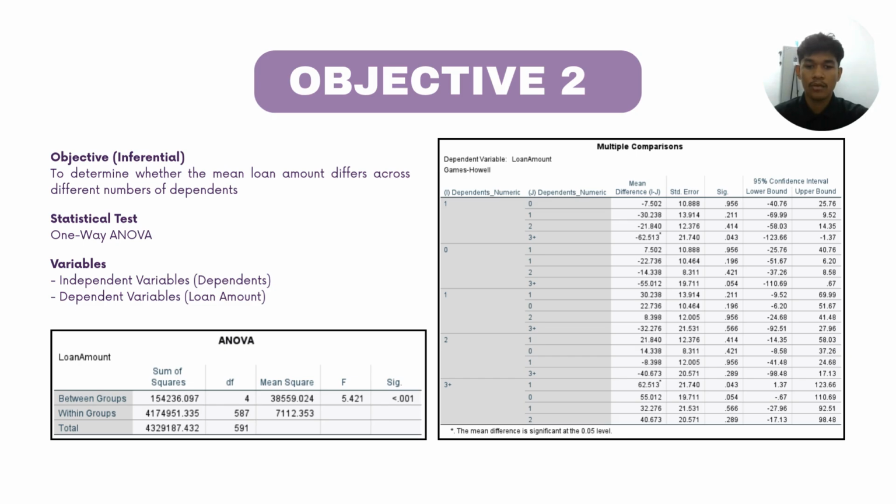As you can see from the ANOVA table, the F value is 5.421 and the p-value is less than 0.001. Since the p-value is less than the significance level of 0.05, we reject the null hypothesis. This means that there is a statistically significant difference in the mean loan amount among applicants with different numbers of dependents. However, ANOVA only tells us that a difference exists. To identify which specific groups are different, we perform a Games-Howell post hoc test. It is shown in the next slide.